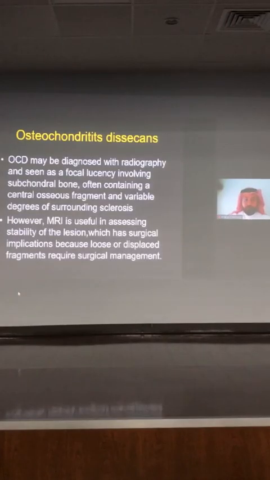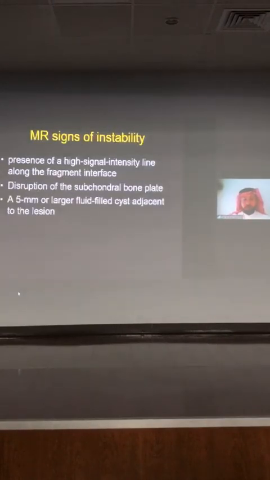We can see it by X-ray as a focal lucency of the subchondral bone containing the central osseous fragment. But MRI is definitely the study of choice, because we want to see if there is instability or not, because it will determine if this patient will be treated conservatively or will go to surgery. So what are the signs of instability? These are very important to keep in mind.